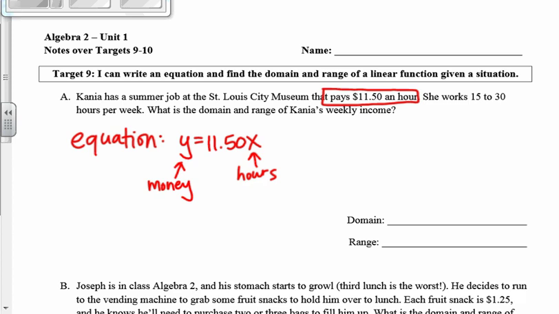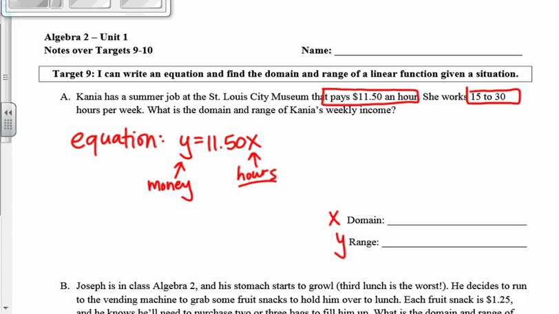So let's go back to what we know about domain and range now that we have our equation. Remember that we know that domain goes with the variable x and range goes with the variable y. If you can remember that, then these last two steps are pretty easy. So if the domain is x and x represents hours, then think about the word problem. It says that she can work 15 to 30 hours. So she can work 15, she can work 30, she could work 20, but she couldn't work something like 11. It would be outside of that range of values.